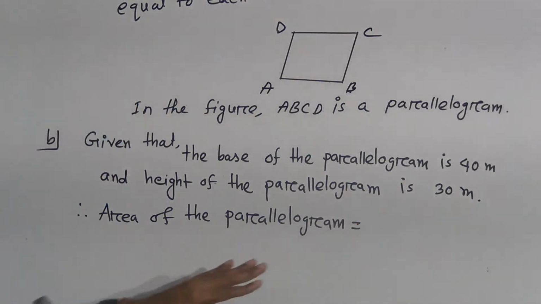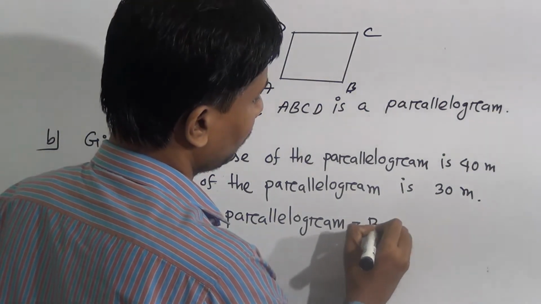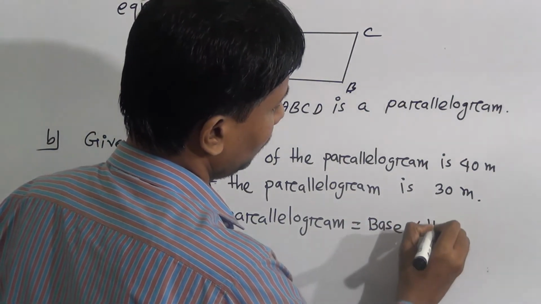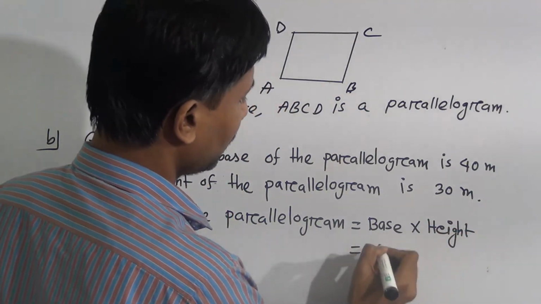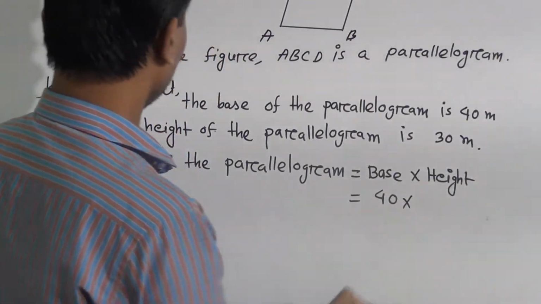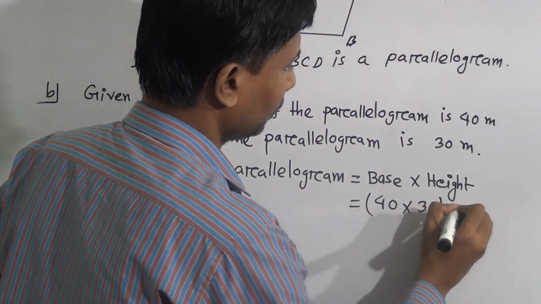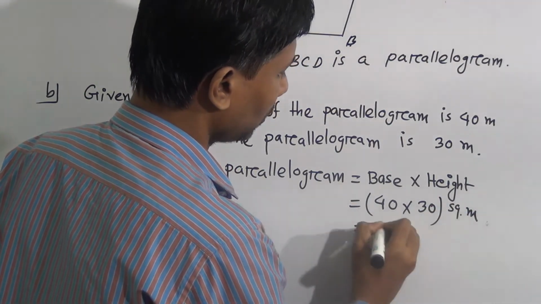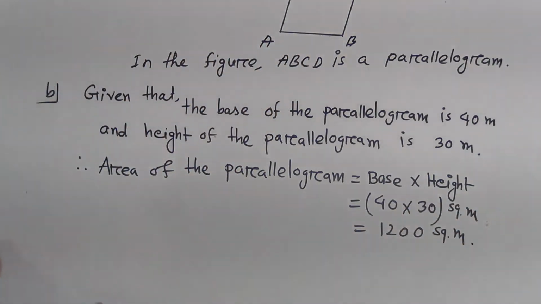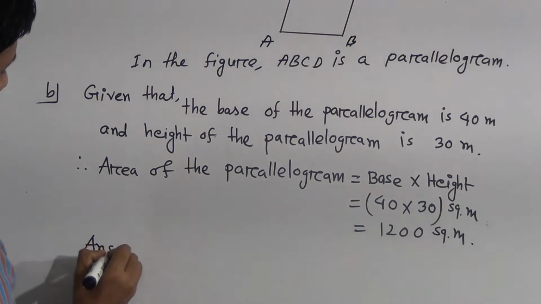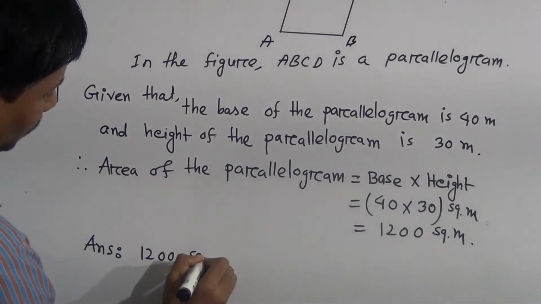We know the area of the parallelogram is base into height. Here base is 40 meter and height is 30 meter. It is equal to what? Okay, this is the answer, 1200 square meter.